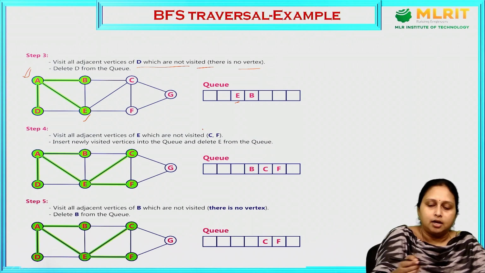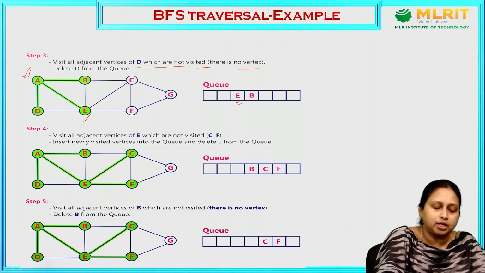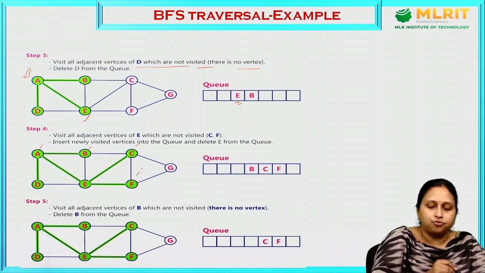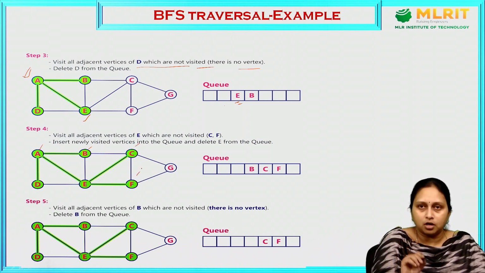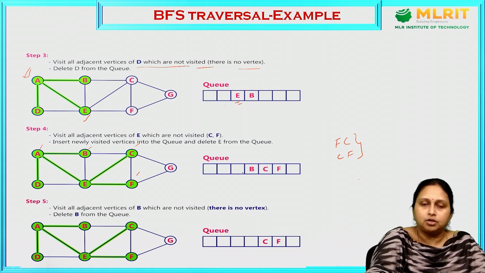Next, after deleting D, you have E, right? Now from E, you check what are all the adjacent vertices we have. You have A already visited, you have B already visited and already placed in the queue, and you have C and F. These 2 vertices are not visited and are not in the queue, so we are going to place them. We can place them in any order. You can place CF or FC, anything you can place in the queue. Now after placing that, we need to remove E from the queue, right? We have removed E from here.